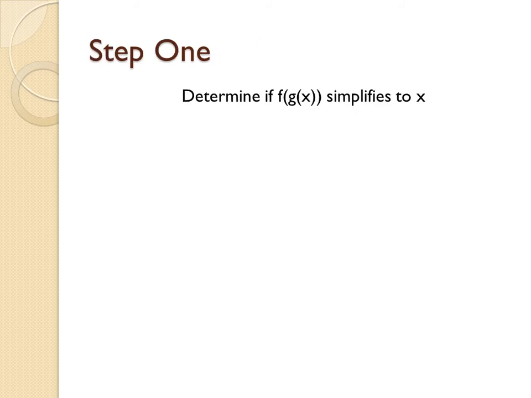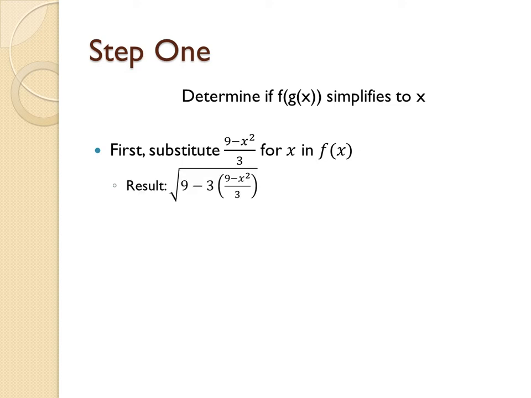So for the first step, we need to determine if f composed with g simplifies to x. The first thing we have to do is substitute 9 minus x squared all over 3 for x in f of x. In doing so, our result will be the square root of 9 minus 3 times 9 minus x squared all over 3. Second, we need to fully simplify the entire expression.